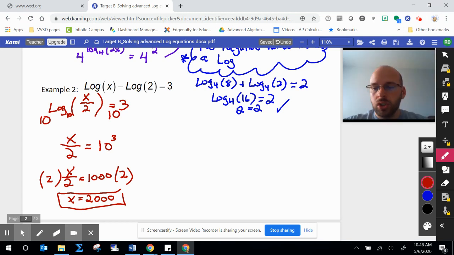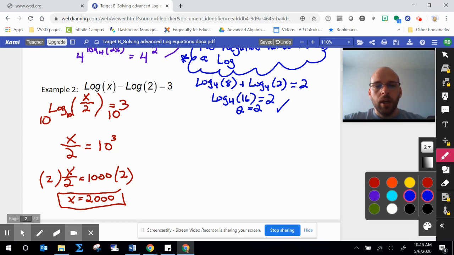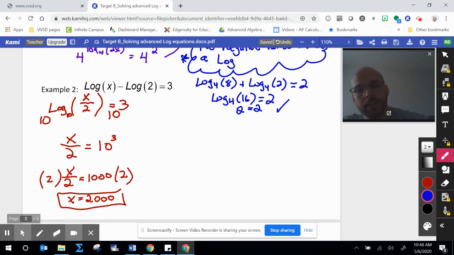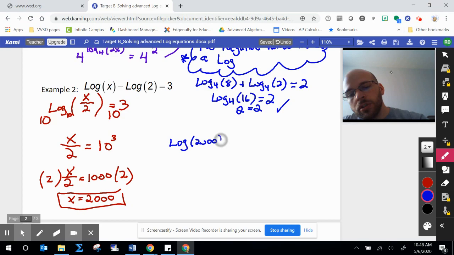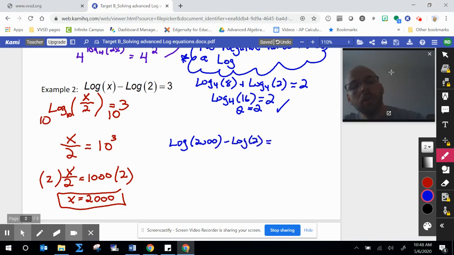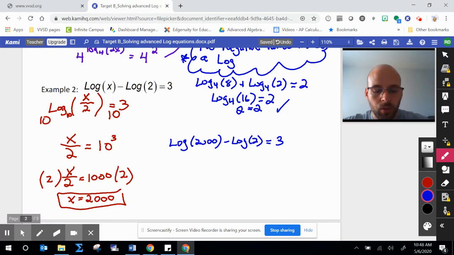Now, I am going to check for extraneous solutions. So I'm going to plug this in. I'm going to say the log of 2,000 minus the log of 2 is equal to 3. Now, there are no negatives inside the log, so we're on a good path here. So far, I think we'll be okay with extraneous, but I am going to check.